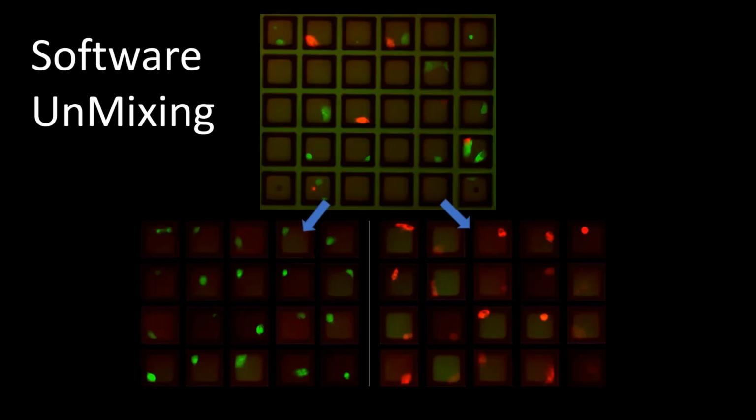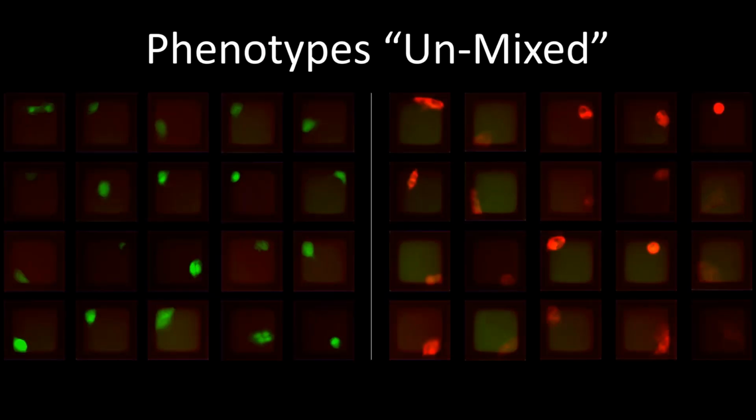And so the unmixing part is just done by the software. We just say, okay, where are the green cells? And we can say green single cells or just any green cells. Where are the red cells? So this isn't physical unmixing. This is just the software identifying, oh, there's a single cell and it's red, I'm going to put it in this category.